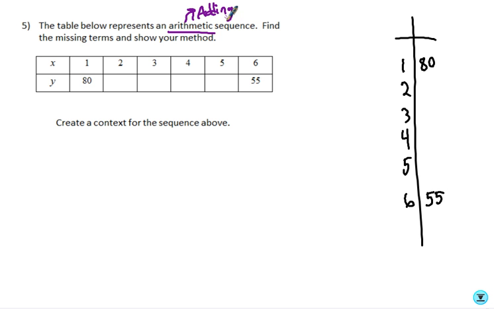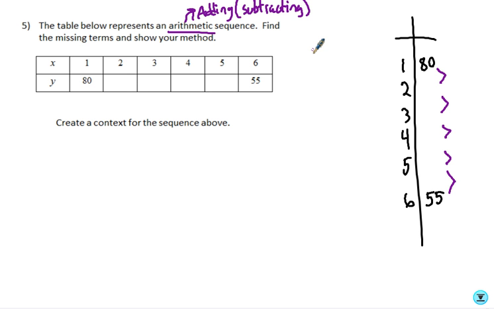And so what we're saying is that 80 plus something gives us a number, whatever that number is, plus something gives us another number, and so on, until we get down to 55. So what we're trying to figure out is, what are they adding? Or in this case, because you notice we start high and get smaller, it looks like we're subtracting. But adding a negative number is the same thing as subtracting, so it's really the same idea. So we've got to figure out, what are they subtracting by each time?